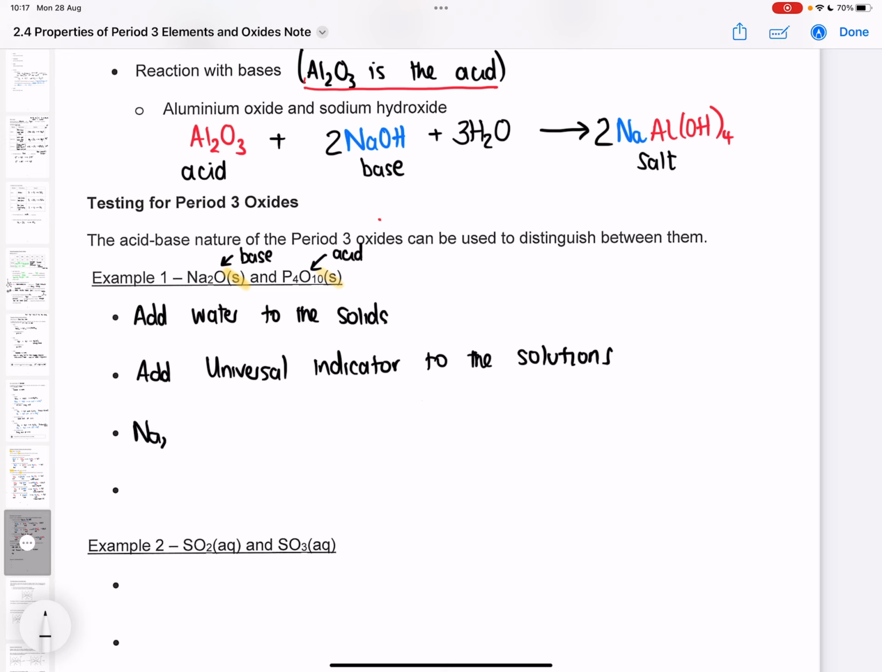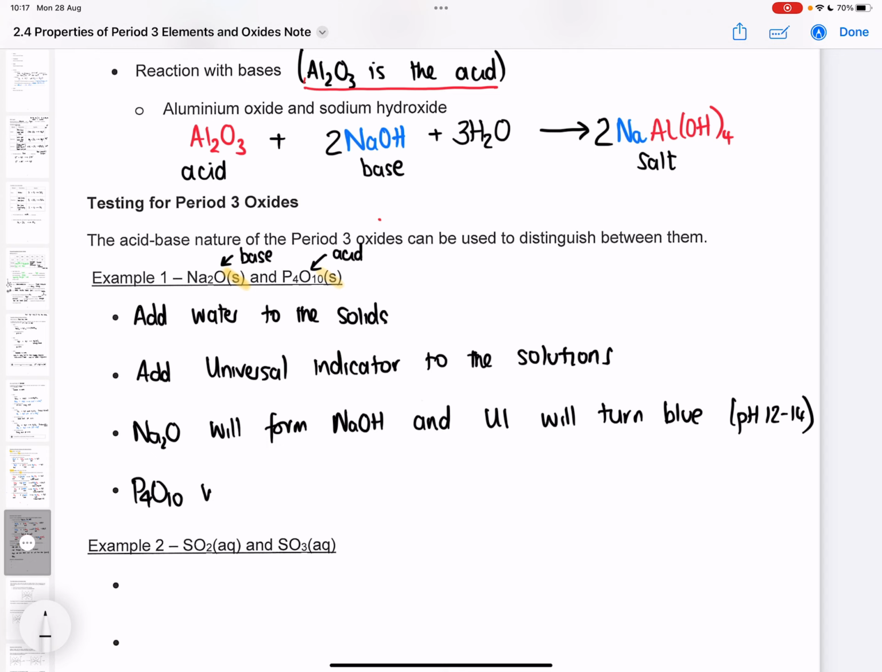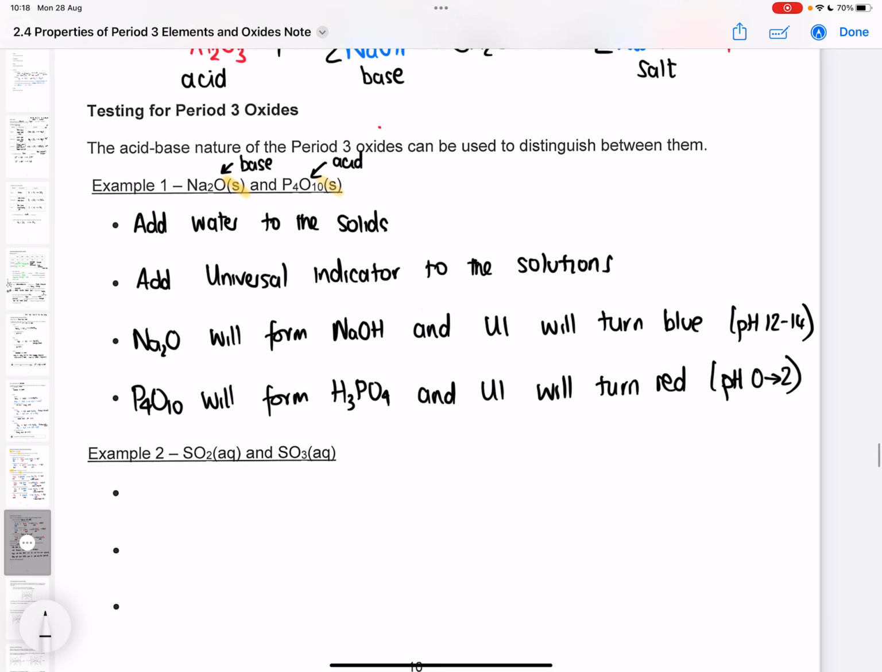So Na2O will form NaOH, and our universal indicator will turn blue because it was pH 12 to 14, remember? And then P4O10, remember, formed phosphoric acid, H3PO4, and universal indicator will turn red. But don't forget to add that water, because if you don't add that water, the universal indicator will do absolutely nothing, because it needs to have a liquid to react on to, a solution.